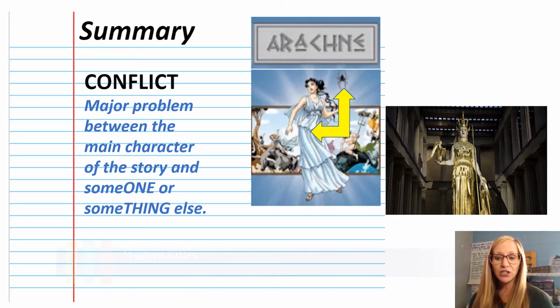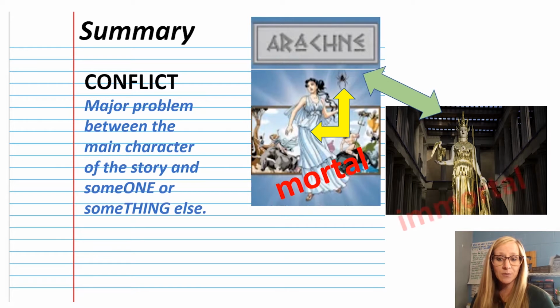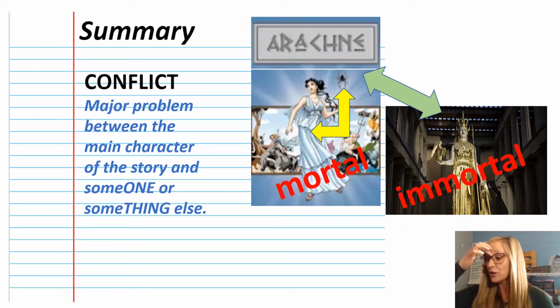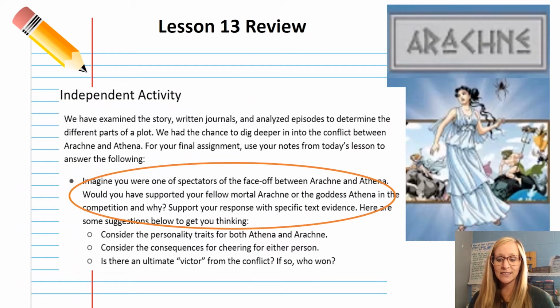So the conflict in our text is between Arachne and Athena. Arachne is mortal and Athena is immortal. We took notes that helped us determine how the conflict from each episode affected the characters, Arachne and Athena. And as a result of the conflict, Arachne is then transformed into a spider.